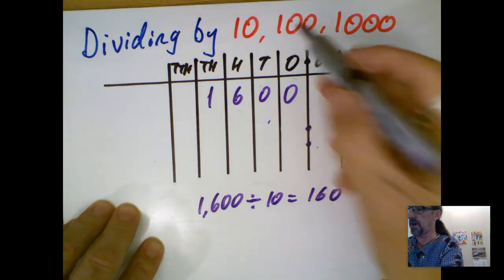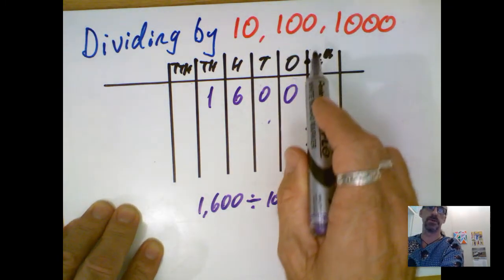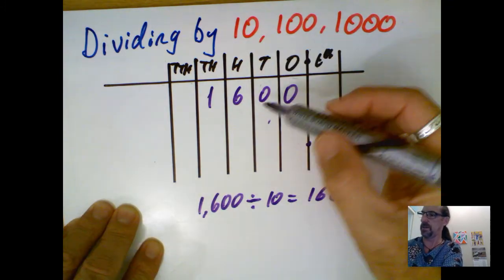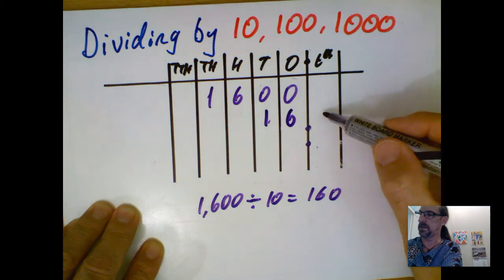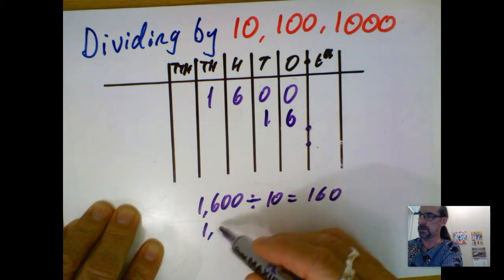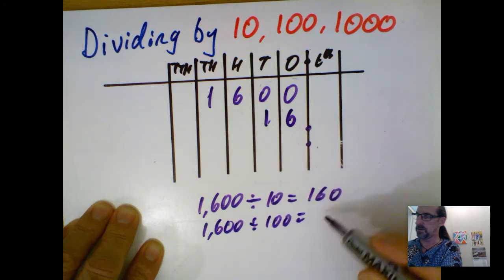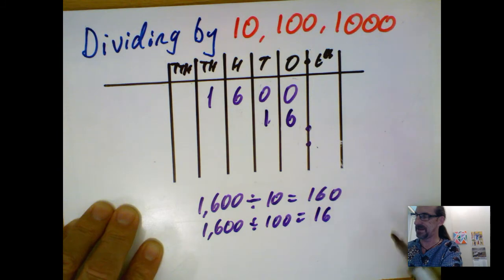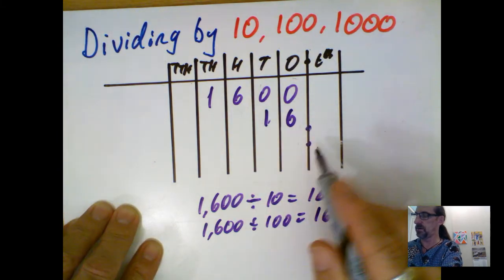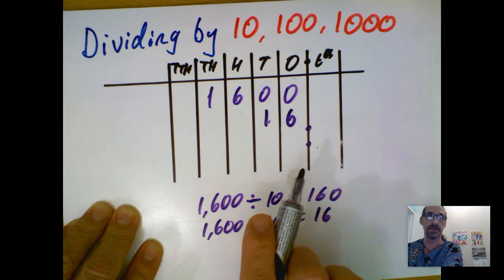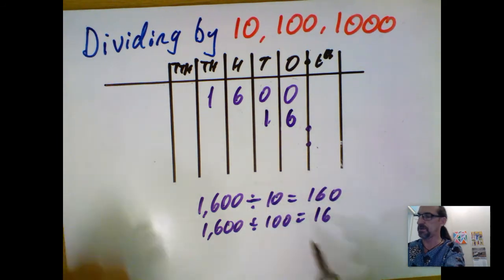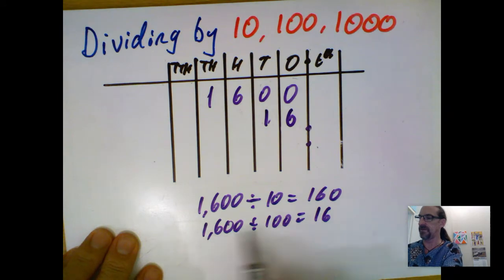Okay, let's divide now by 100. So now I've got to move 2 columns over to the right. So now it's looking like this. 1,600 divided by 100 equals just 16. Okay, we can see how that works. We're moving all the digits 2 places to the right. Now the quick way to check with this is looking at the number of zeros. When we're dividing by 100, we take off 2 zeros. So this is looking good, all right? But effectively what we're doing is moving all the digits 2 columns over to the right.